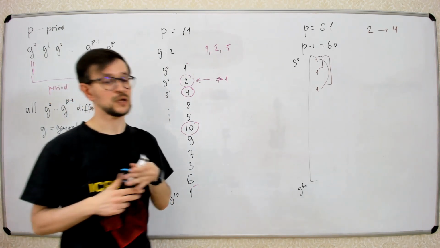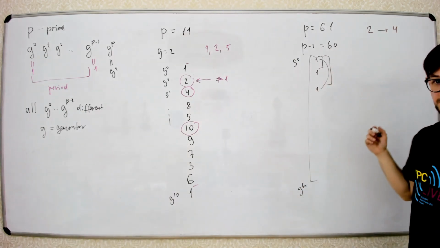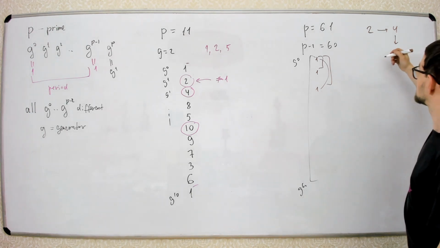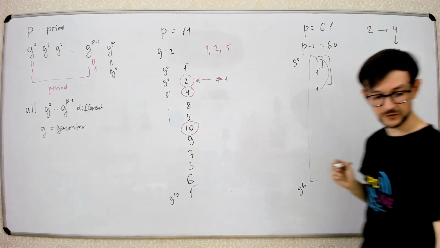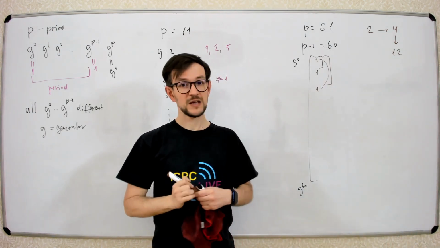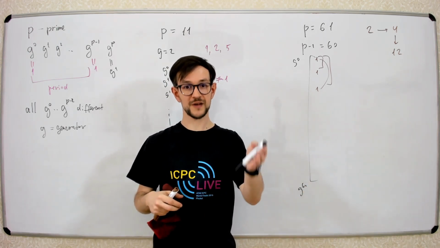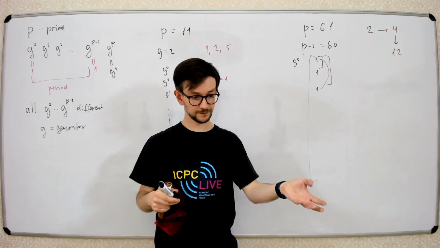But then, if I have period of length 4, then I must have period of length, let's say, 12. Right? Now again, if I have period of length 12, then I have period of length 4, then I have period of length 2. So it's enough to check period of length 12.